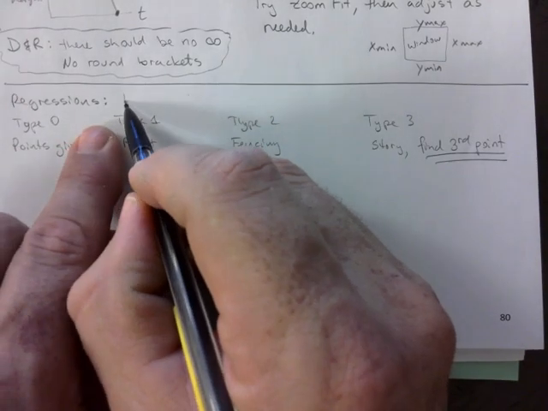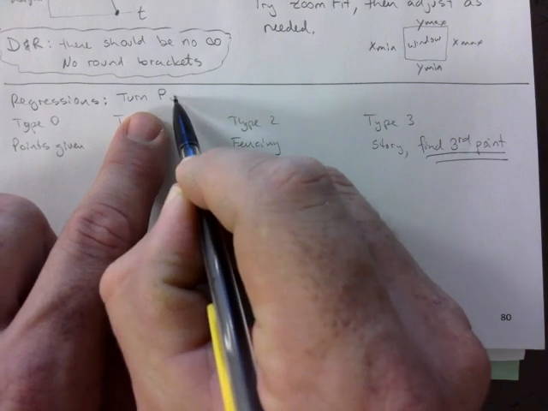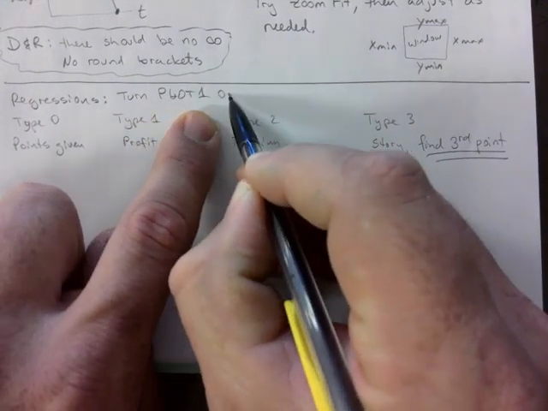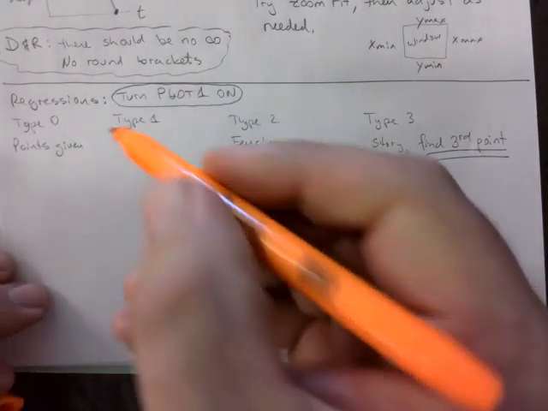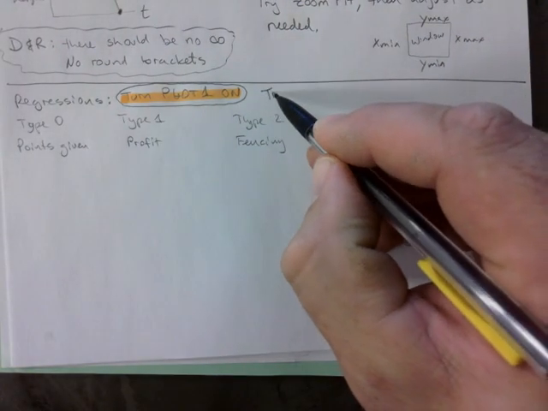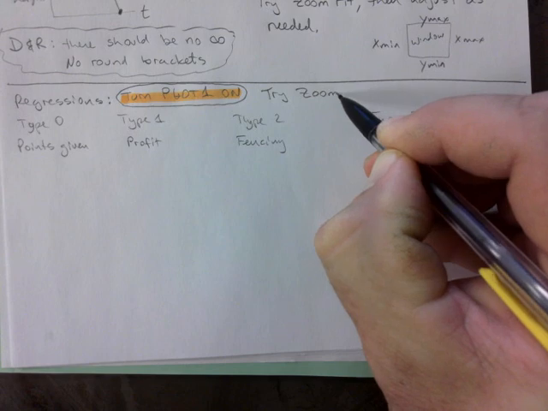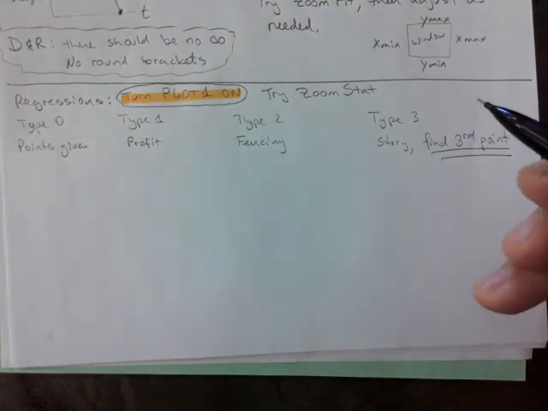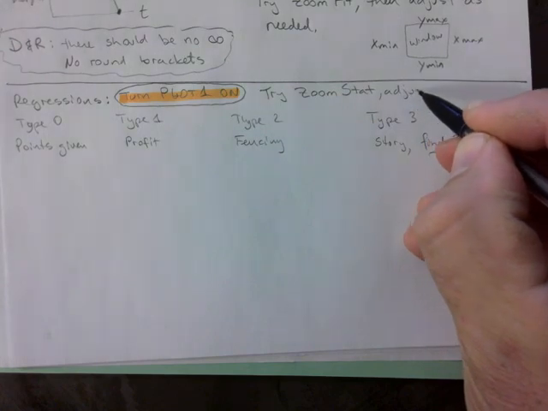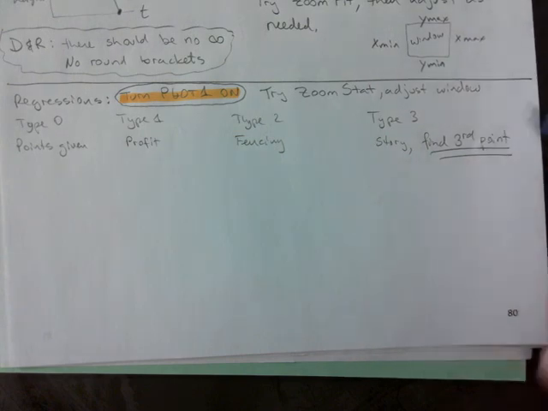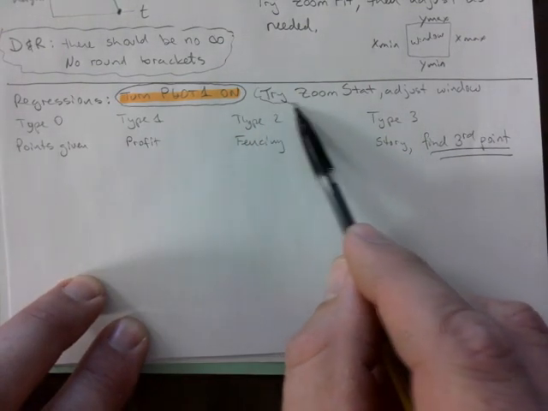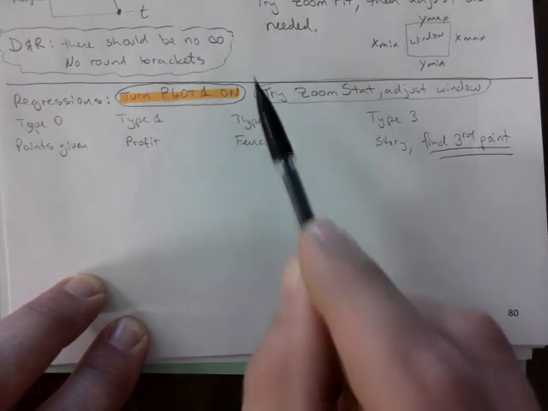Can I just say something here? Turn plot 1 on. Turn plot 1 on for this one. I will say try zoom stat, right? Adjust accordingly. So try zoom stat, then adjust window. That's what I would say.